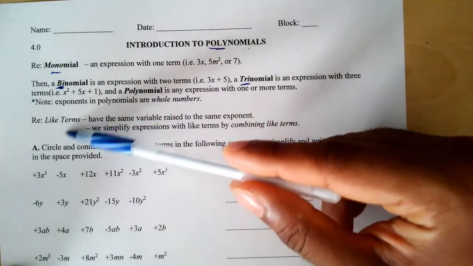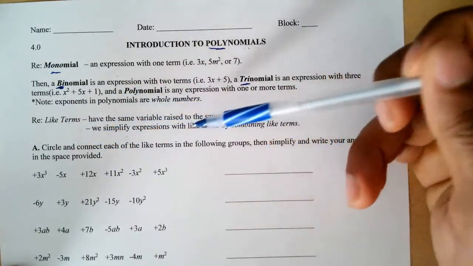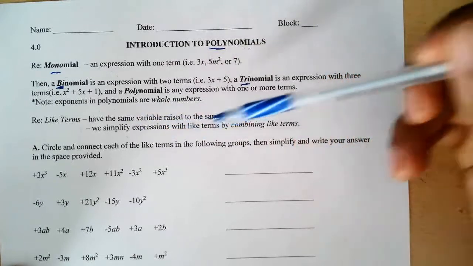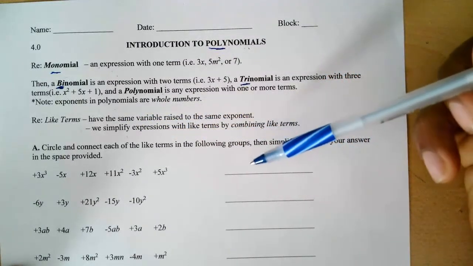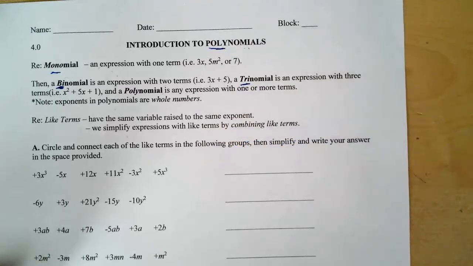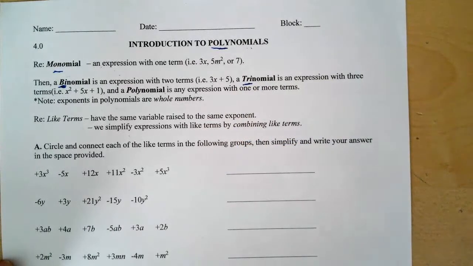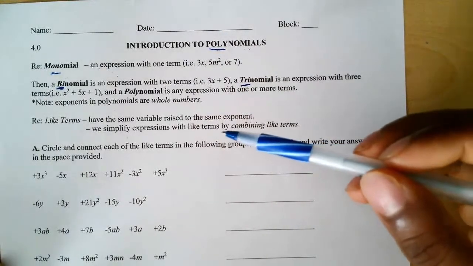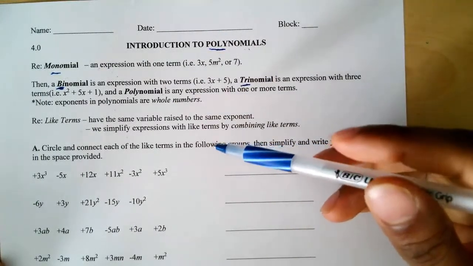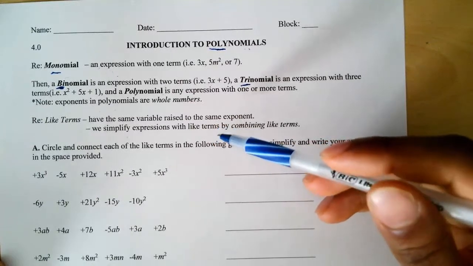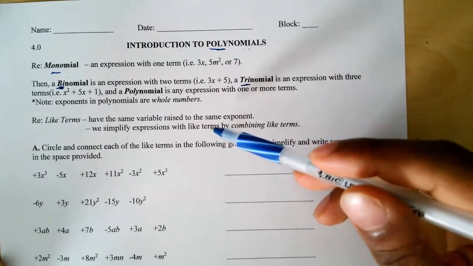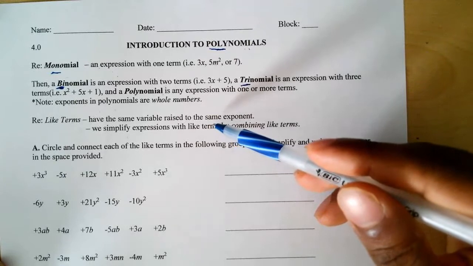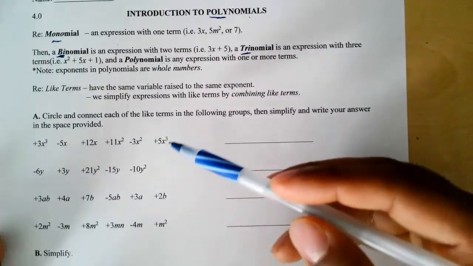Okay, like terms. We have the same variable raised to the same exponent. We simplify expressions with like terms by combining terms. I think you first see like terms in grade 7 or grade 8. Like terms are terms that can be put together, different parts of the expression that can be combined. Like variable a's can go with other a's. If it's a squared, then you have to find other a squareds, etc. So we're going to practice that down here.